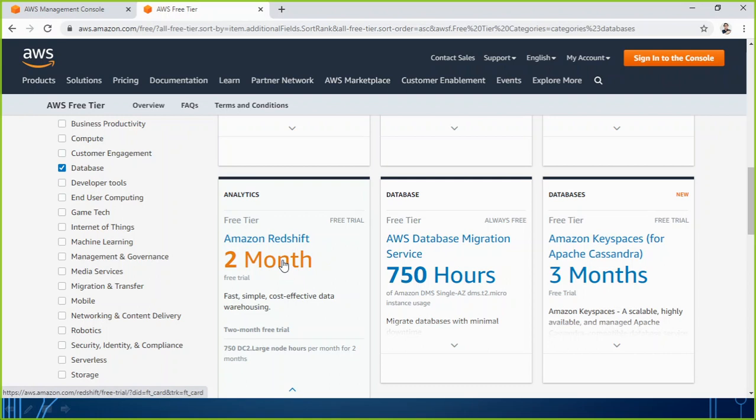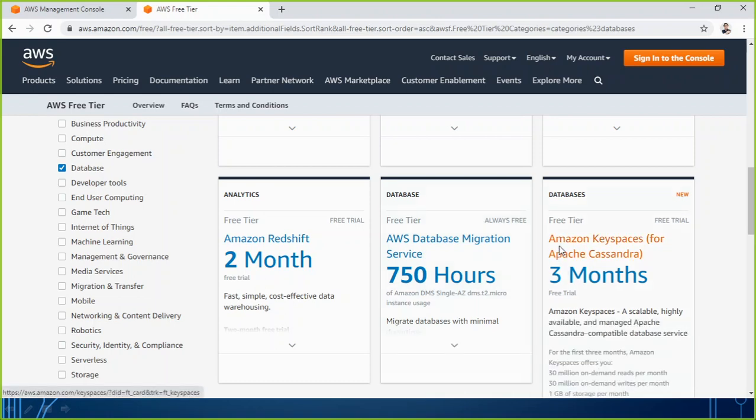Whenever Amazon AWS launches any new service, they give that service to everybody as a free trial, so that everybody can use it, but for a limited time, 2 months, 3 months, 5 months, like that. Once they test it and think the service is okay, they start putting a cost on it, they start selling that product. AWS Data Migration Service is also offered as always free. Amazon Keyspaces for Apache Cassandra is also a free trial.